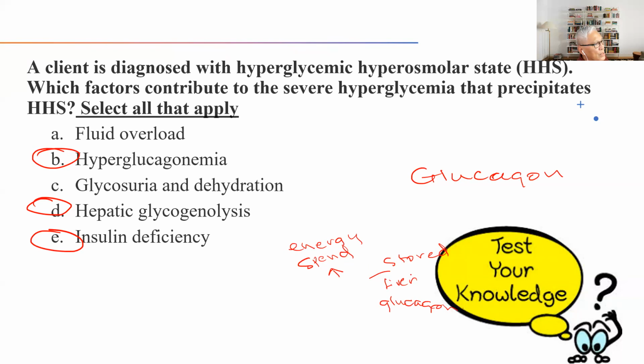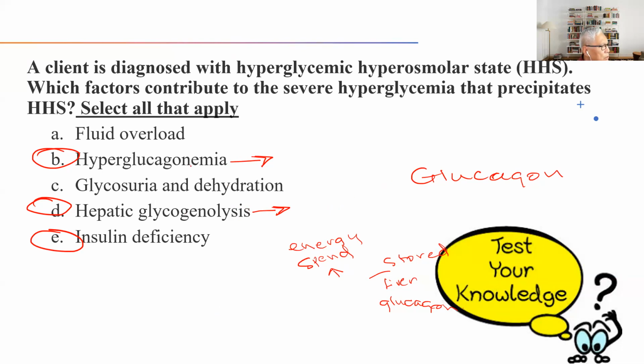Okay. So what contributes to the severe hyperglycemia that precipitates HHS? The reason why the blood sugar is so high is that glycogen is going to be broken down, and therefore it's going to result in higher blood glucose levels. And the body looks for other sources of energy, such as breaking down glycogen that is going to be released from the liver.